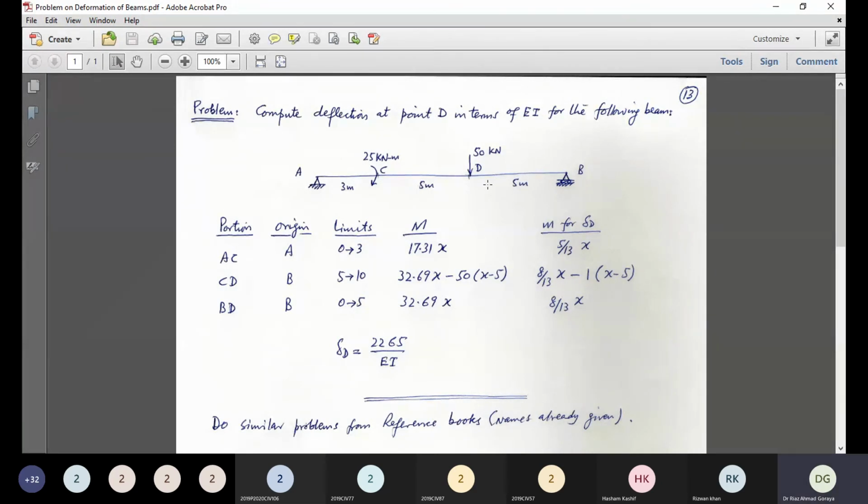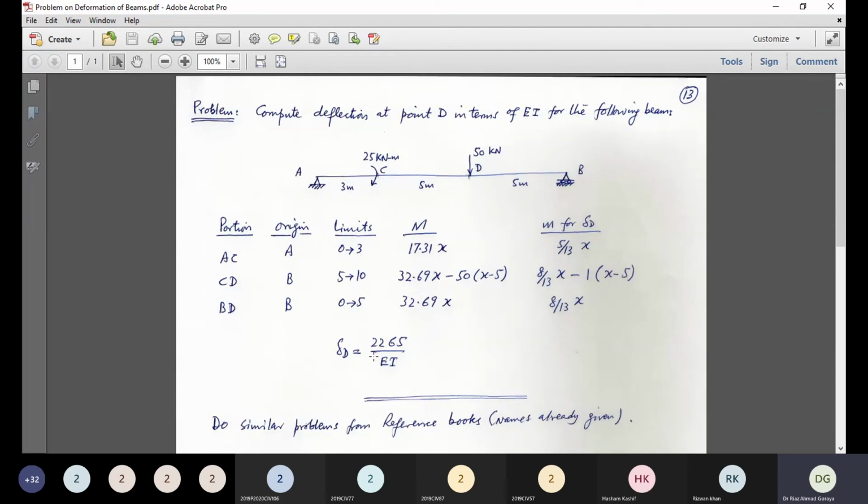Now, for your convenience, I have written the portions, origins, limits, capital M and small m, because there are specific values of loads. So the answer has also been written in terms of EI. Now you have to solve this problem yourself.